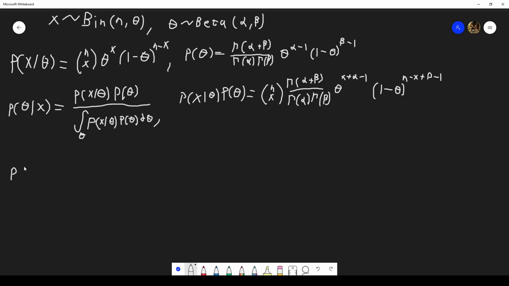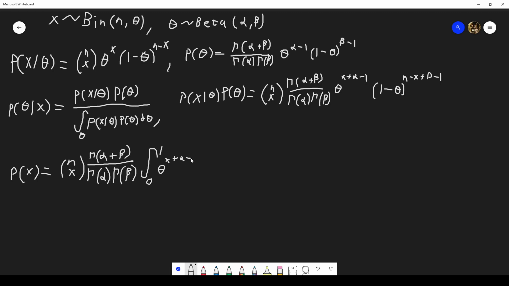The probability of x, in other words our marginal distribution, is, well, let's take out these constants first: n choose x, gamma of alpha plus beta, gamma of alpha, gamma of beta. And now we have the integral over theta, which ranges from 0 to 1, of theta to the x plus alpha minus 1, 1 minus theta to the n minus x plus beta minus 1, with respect to theta. Recall that if we take the reciprocal of this, this is the normalizing constant.